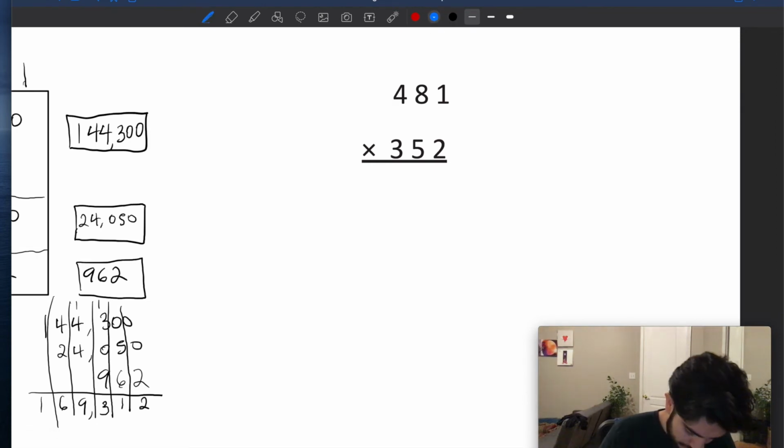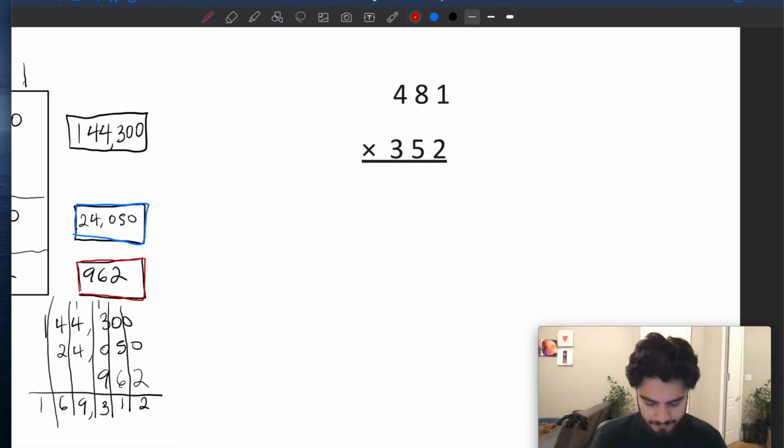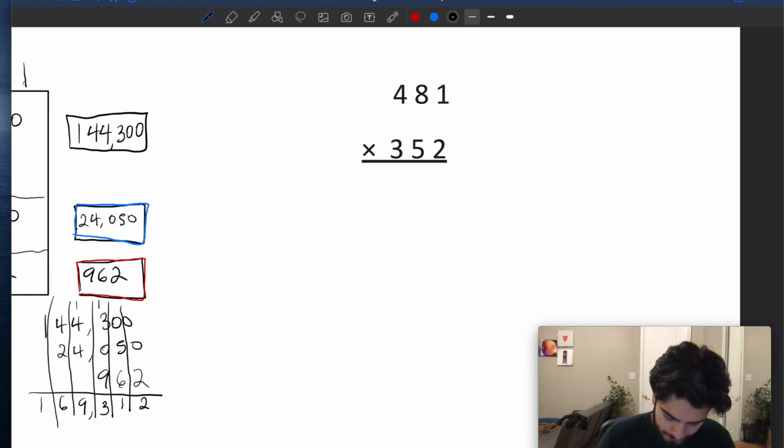And before I do that, I'm gonna color code these really quick. Let's do that one in blue, 3 different colors. And this one in red. Okay. Here we go. All right. So we're gonna start off with the 2 here.